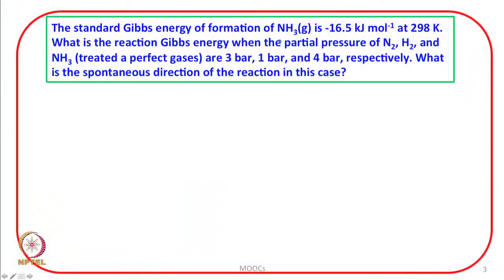Once again, let us see what is the given information. We are given the standard Gibbs energy of formation of ammonia, which is minus 16.5 kilojoules per mole. We are also given the partial pressures of nitrogen, hydrogen and ammonia, and we have been asked to treat these gases as perfect gases. The partial pressures of nitrogen, hydrogen and ammonia are 3, 1 and 4 bar respectively. So, at this composition, we have to find out whether the reaction will be spontaneous or not.